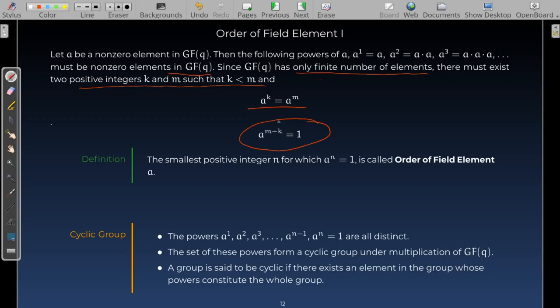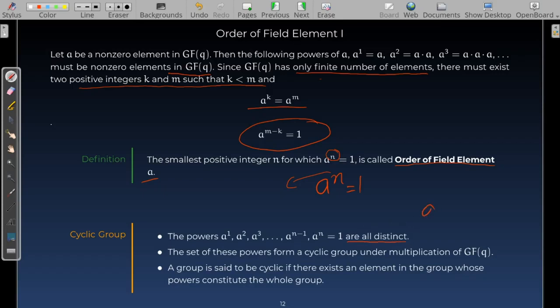So there must exist some smallest positive integer n for which a to the power n is equal to 1. When a to the power n is equal to 1 and n is the smallest positive integer, then n is called the order of the field element a. So all these powers, a square, a cube, all the way to a to the power n, are all distinct. They are all going to be different.